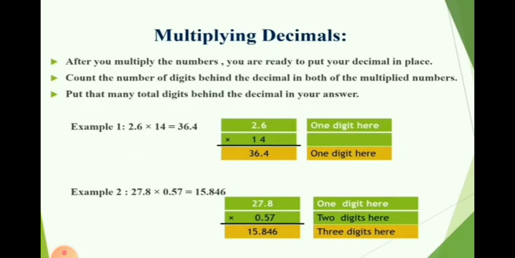First you will see how many decimal places there are in both the numbers 27.8 and 0.57. How many are there? In 27.8 there is one digit after the decimal. In 0.57 there are two digits after the decimal, that means there are two decimal places. So in total you have got 3 digits after the decimal. Now in your product you will count 3 digits from the right and then you will place your decimal.